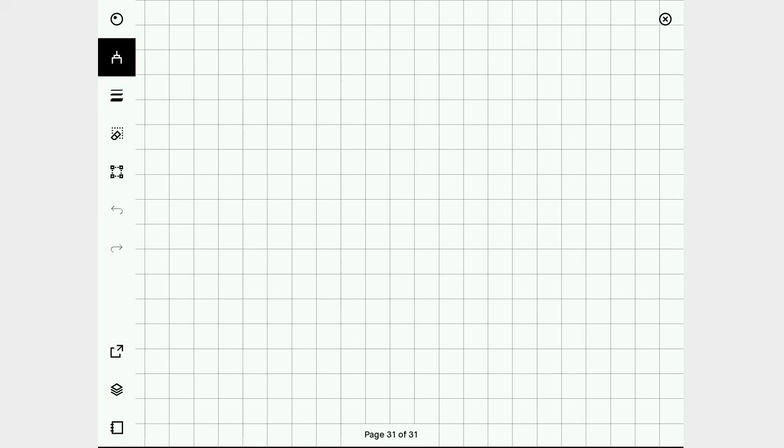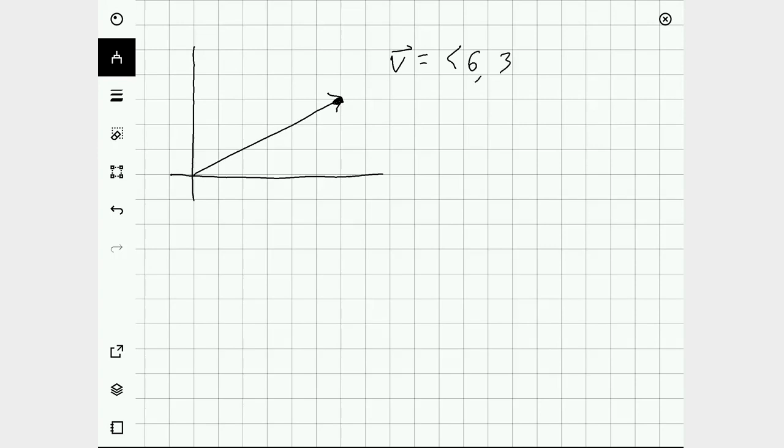As an example, let's take a look at a vector. Here's a nice vector drawn to a point. And let's say that this is the vector, looks like I drew the vector 6, 3.